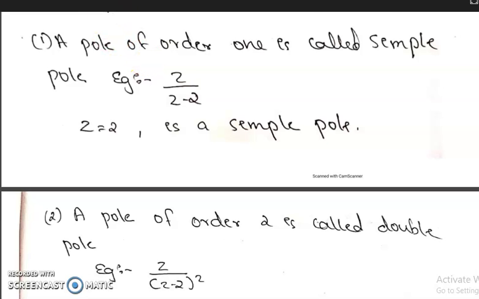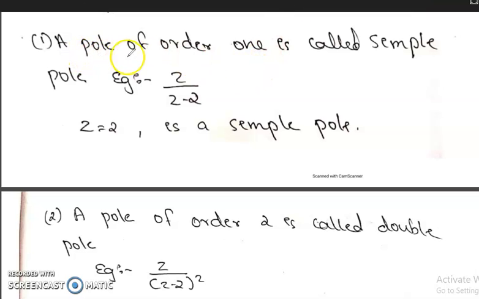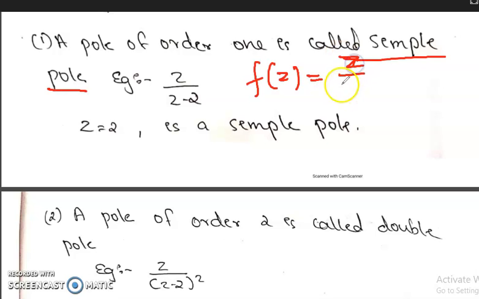Okay, now let us define simple pole and double pole. A pole of order 1 is called a simple pole. Why do we say this function is a pole of order 1? f(z) = z/(z - 2).